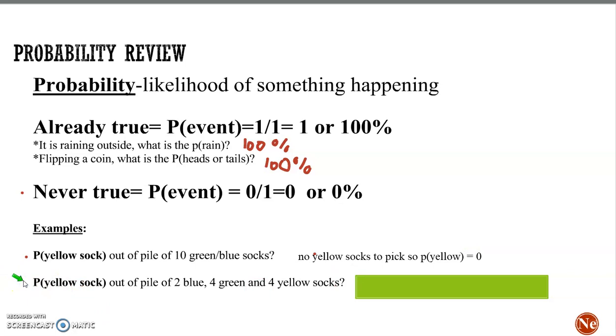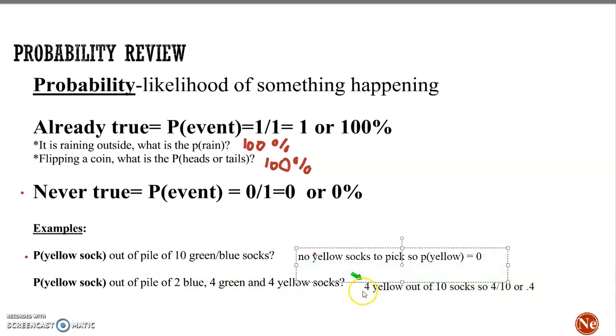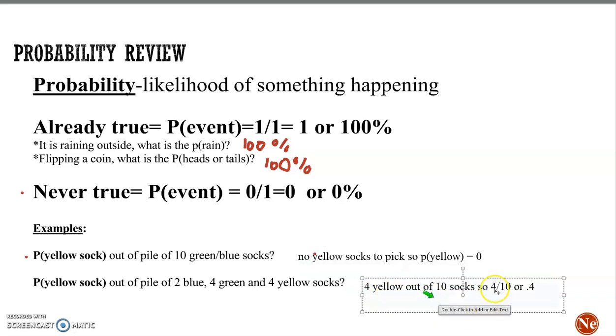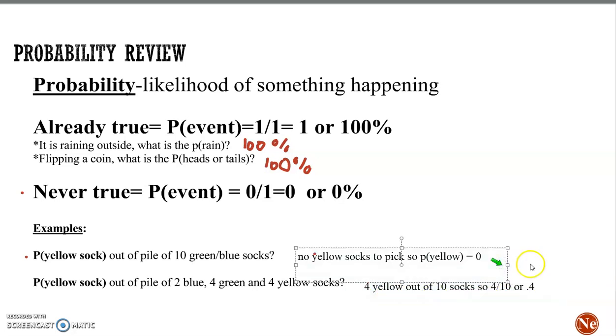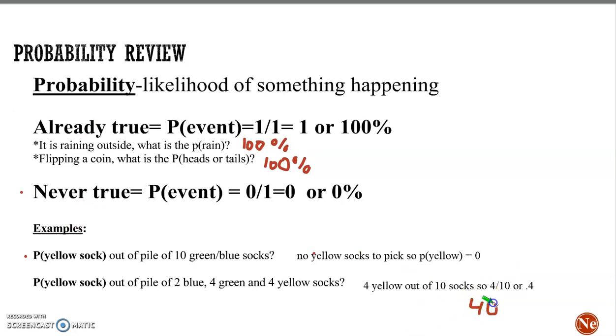What's the probability of picking a yellow sock out of a pile if you have 2 blue, 4 green, and 4 yellow? Well, in this case, we do have 4 yellow socks out of the 10 total socks. So it would be 4 out of 10, or 0.4 would be your probability. Or if I turn that to a percent, 40% chance of picking a yellow sock in that pile. Just some review for probability.